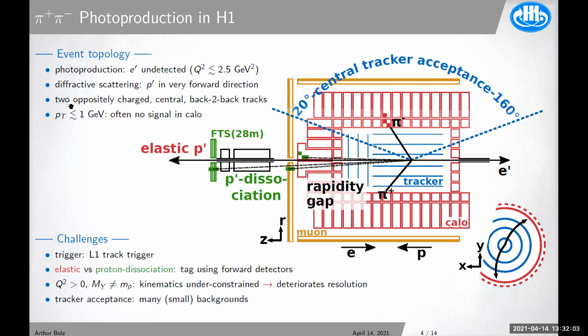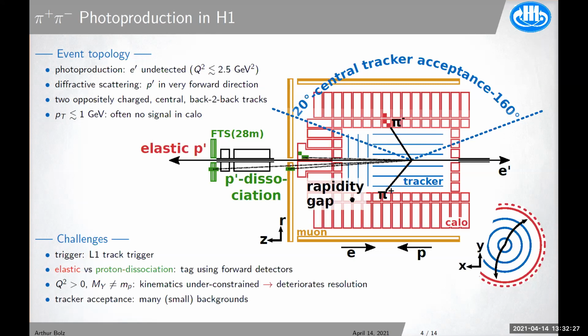So all that we are left with is just two oppositely charged central back-to-back tracks corresponding to the two pions. They typically have very small transverse momentum and very small momentum overall, so that typically they don't even leave any signals in the calorimeter, but we really have only the two tracks. So then there are obviously a lot of challenges with measuring this kind of topology.